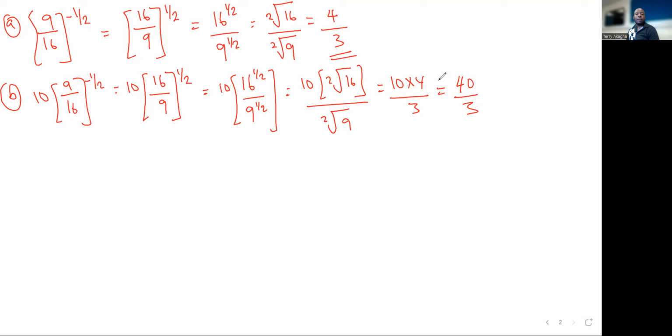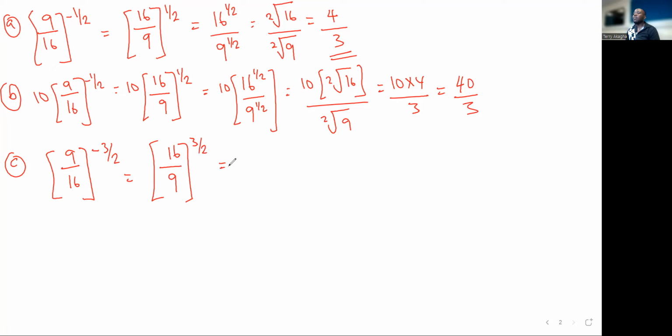All right, so that is that for that. But what about if the question was the same thing, but in this case we are having 9 over 16 raised to the power minus 3 over 2. It's going to be the same thing. We swap it. It's going to be 16 over 9 to the power 3 over 2. Is that making sense? Then it's going to become 16 to the power 3 over 2 divided by 9 to the power 3 over 2.